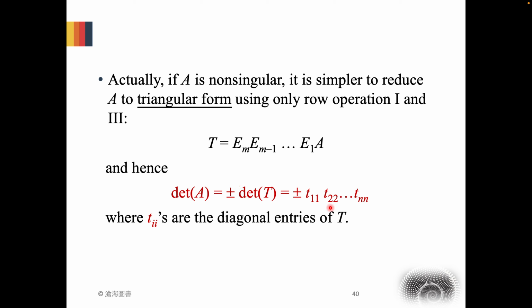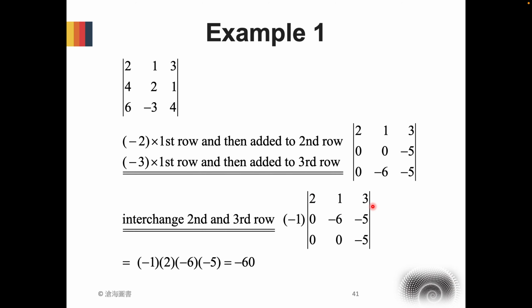Okay? And because T is a triangular matrix, the determinant of T is equal to the product of the diagonal entries. So if we call T11, T22, up to Tnn the diagonal entries, then the result would be positive T11 to Tnn or negative T11 to Tnn. Okay, so this is another special case. Let's try to see a real example.